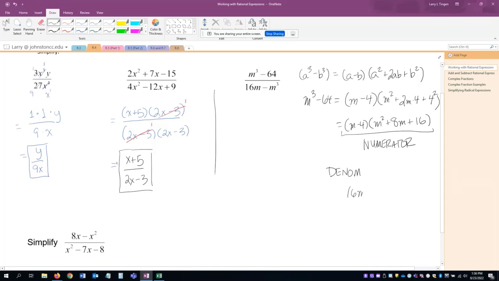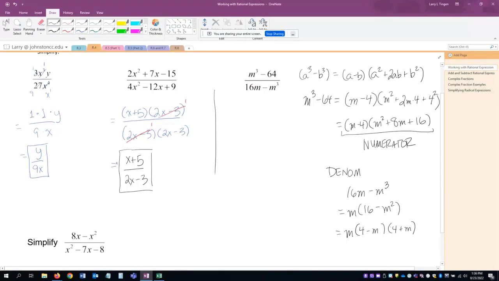What's the denominator? The denominator is 16m minus m cubed. Now, is this the difference of perfect cubes? The second term is, but the first term is not. So what can I do instead to factor here? Well, both of these have a factor of m in it. So I'm going to factor out that m. It's going to leave me 16 minus m squared. This is the difference of squares. The square root of 16 is 4. The square root of m squared is m. So that means this breaks down into 4 minus m times 4 plus m.